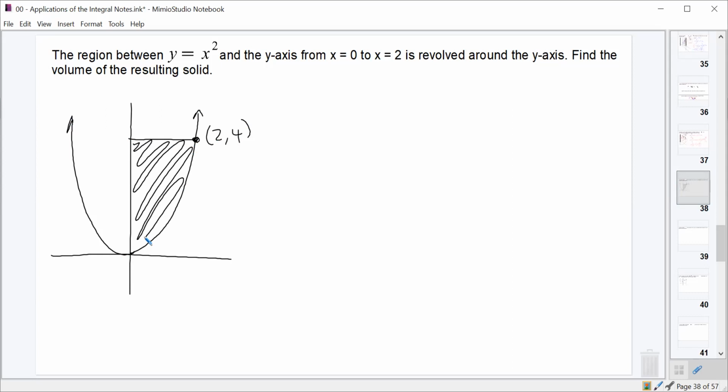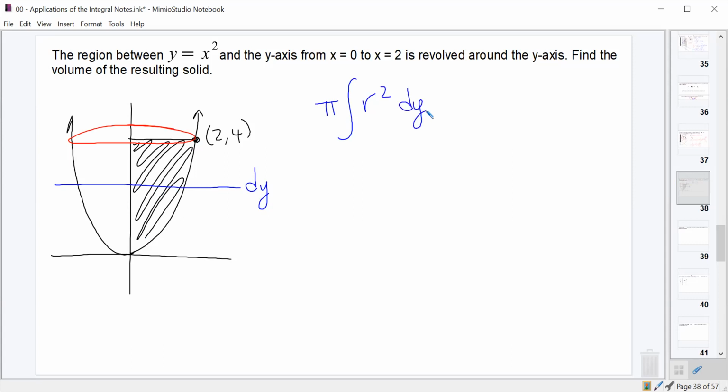If we revolve this around the y-axis, we can see that in order to get a circular cross-section, we're going to have to slice this thing perfectly horizontally, with a thickness of dy instead of dx. So now I'm still going to have pi, and I'm still going to have an integral of a radius squared, but now it's dy.